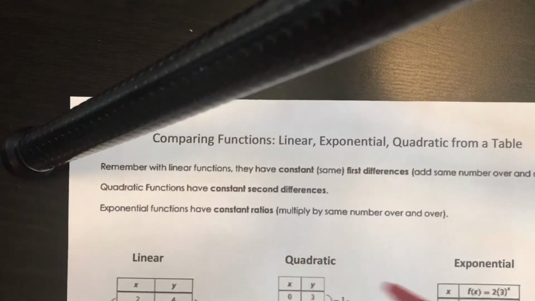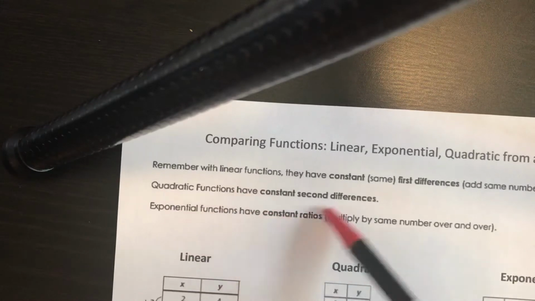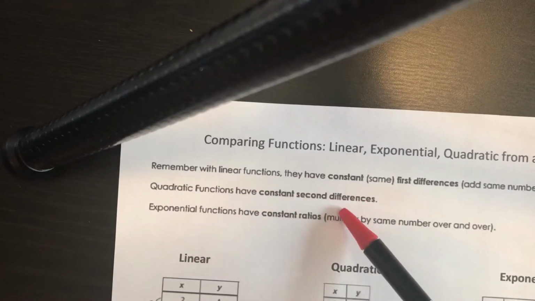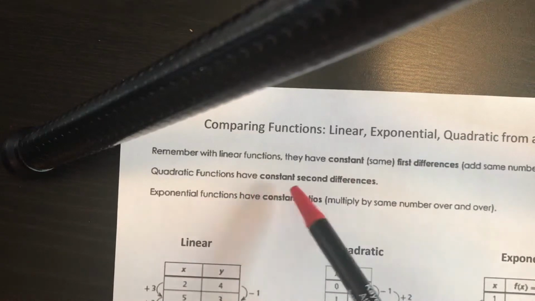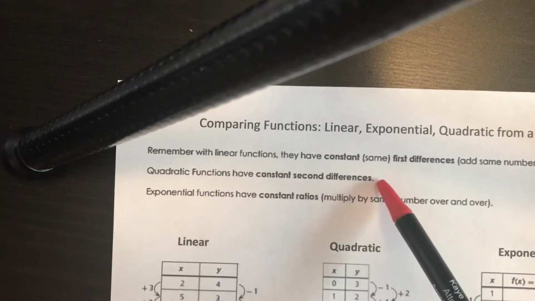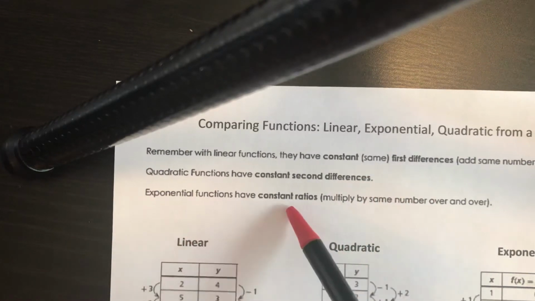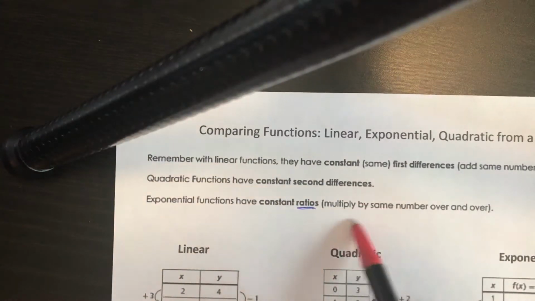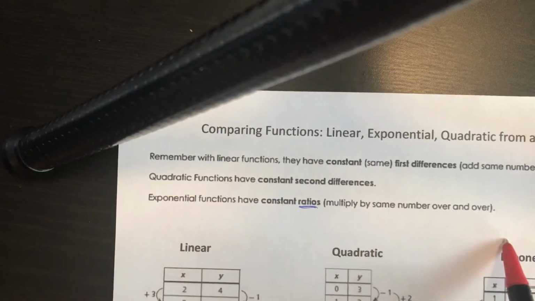But with a quadratic function, we haven't learned this yet, or maybe we talked about it slightly, but we haven't spent a whole lot of time on it. Quadratic functions have constant second differences, okay? And I'll talk about what that means in a second. And then exponential functions have a constant ratio. So this word ratio right here just means multiplying by the same number over and over again. Okay, so let's look at first a linear function.